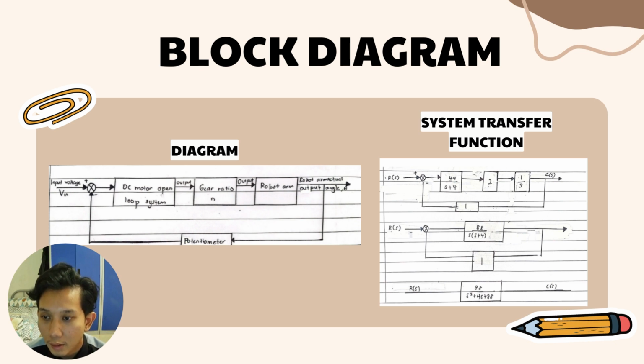After that, the output represents the actual output of the system, which could be the position, velocity, or any other relevant parameter of the robotic arm. It is compared with the set point to calculate the error signal, which is the feedback to the controller.